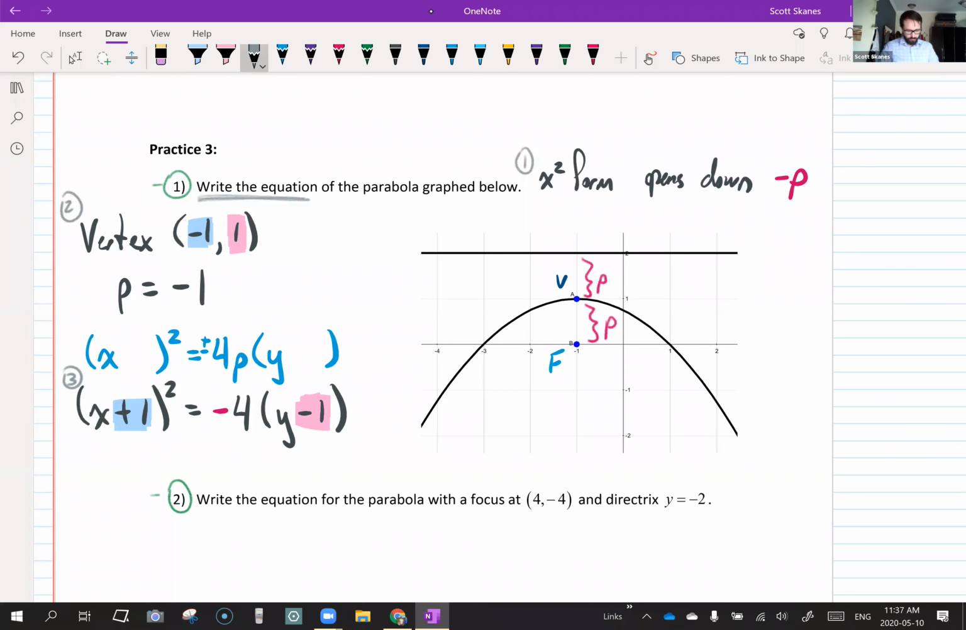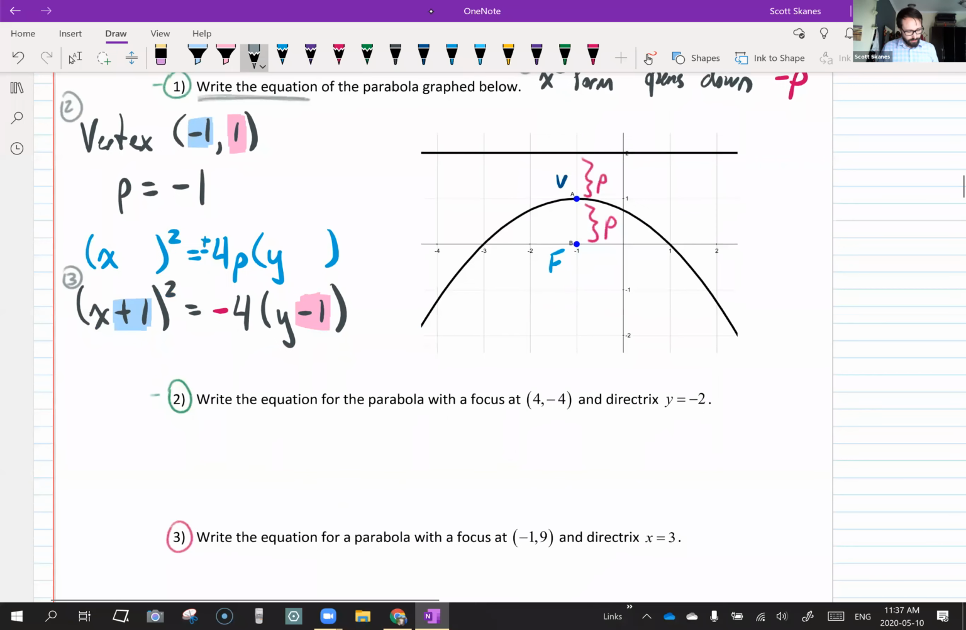Hopefully that's clear. I'll do one more of these, maybe 2 more. I know we only have 3 minutes left. So I'll just do one more quickly and then I'll open the Dropbox, okay?